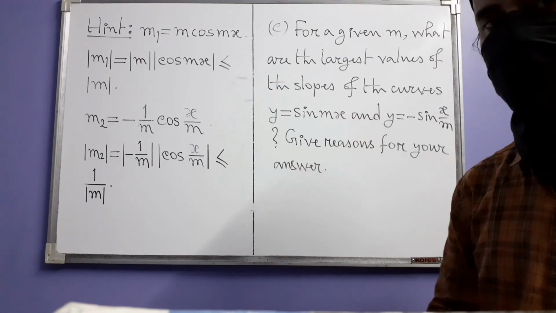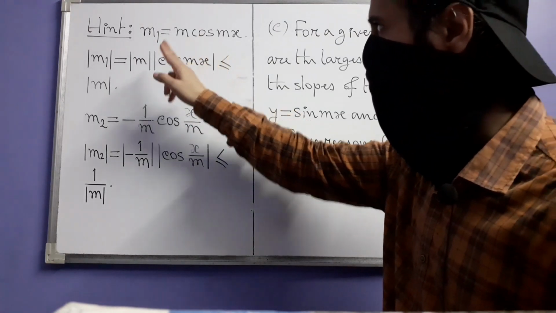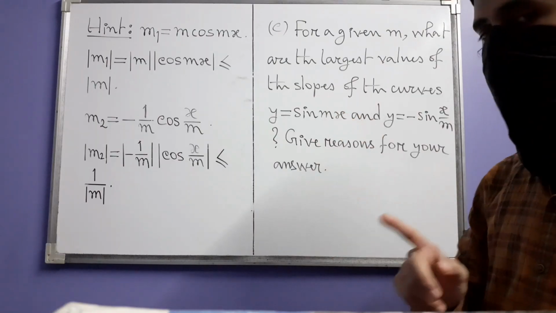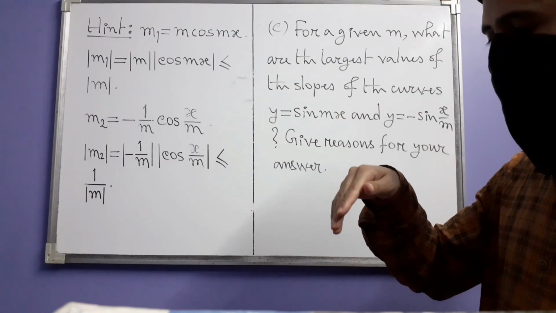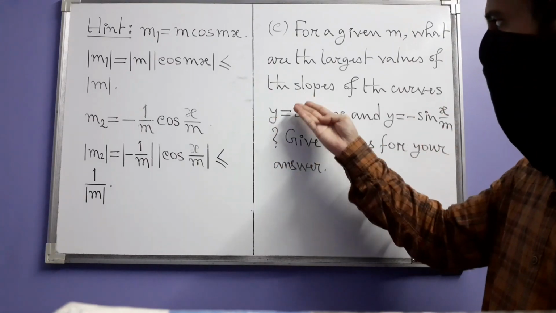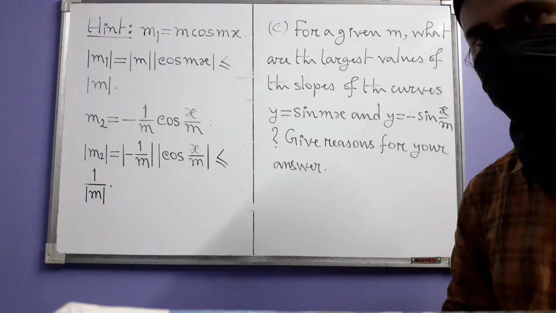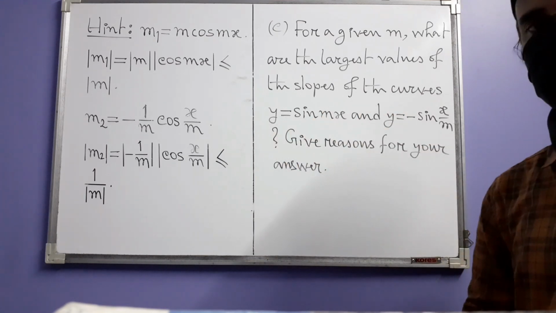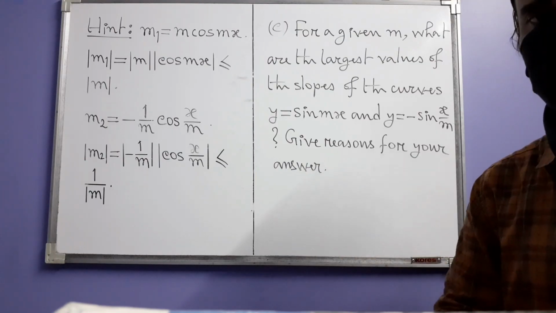And when will that happen? That will happen precisely at those points x for which cos mx is equal to 1, and x equal to 0 is one such point. So at the origin, the slope of the graph of this curve will be maximum numerically. m may be negative, but numerically that will be maximum. Elsewhere it will be less than that.